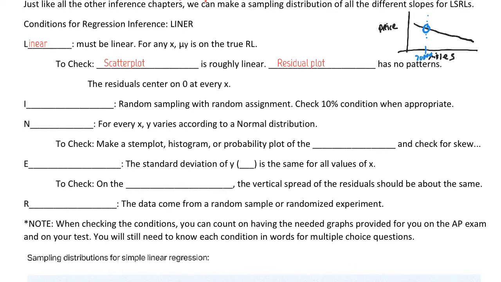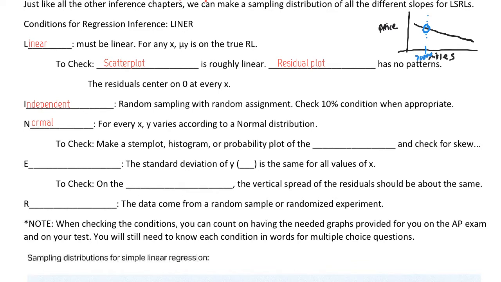Now the I is still for independent, which is always the same. So if it was random, then I check the 10% condition and so on. The N is still normal, but here it's really weird. For every x, the y variable is supposed to be approximately normal. This one is almost impossible to actually check, because to really do this, your sample has to be like thousands.